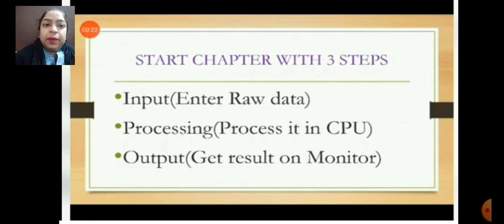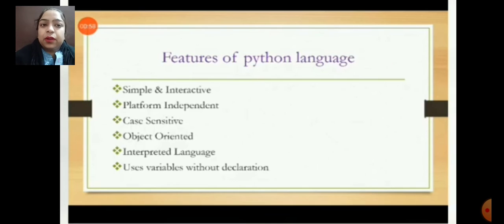The same thing is there, beta. You can start the chapter with the 3 steps: input, processing, output. Input means entering raw data, processing means processing it in the CPU, and output is getting the result on the monitor.